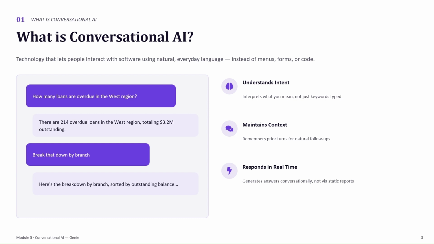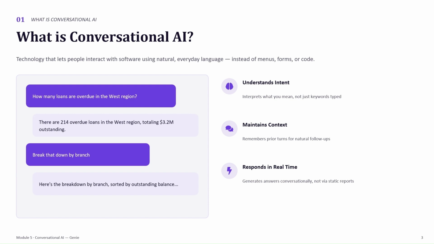What is conversational AI? The technology that lets people interact with software using natural language every day, instead of menus, forms, or code, is what conversational AI is about. There are even some thoughts that conversational AI in the next few years might take over some of the BI features of BI products like MicroStrategy and Power BI. Such products could be subsided completely by the usage of conversational AI.